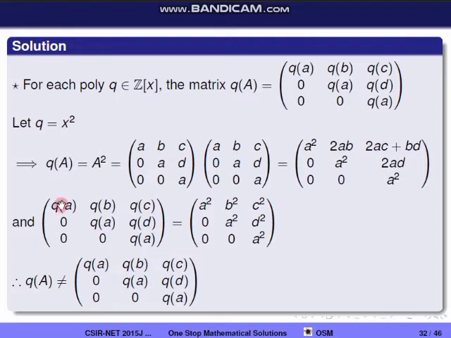The matrix with q of A, q of B, q of C, 0, q of A, q of D, 0, 0, q of A is equal to q of A means A square, q of B, B square, q of C, C square. So substituting all those, we see that this matrix is not equal to this matrix. So it is not necessarily always equal. So this option is wrong.